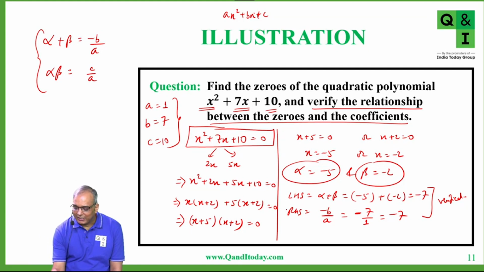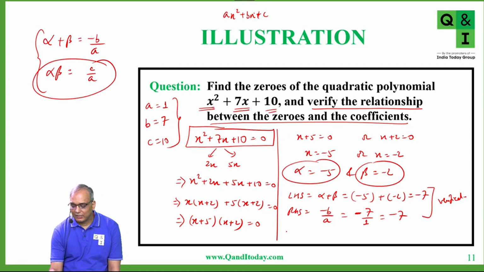Now here in the second case, that is alpha beta is equal to c by a. So we know that the LHS is alpha into beta.